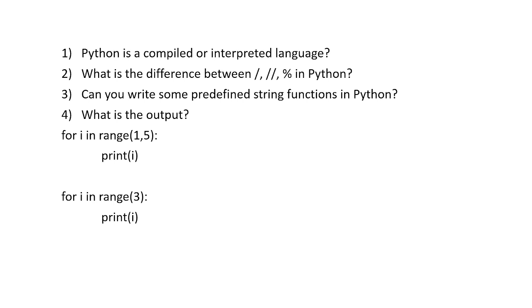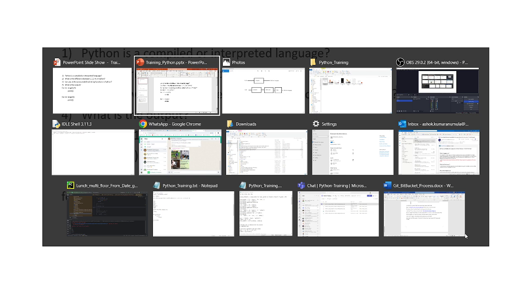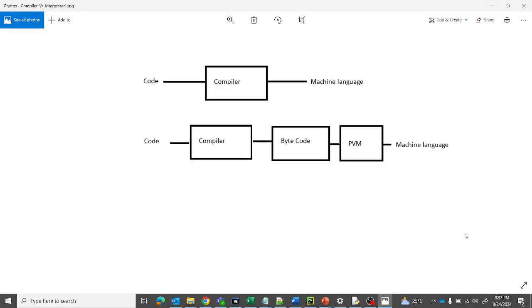So first question is: Python is a compiled or interpreted language. If you see, Python is both compiled and interpreted language. For example, C and C++ are compiled languages where the compiler will change the code to the machine language. But Python is different.